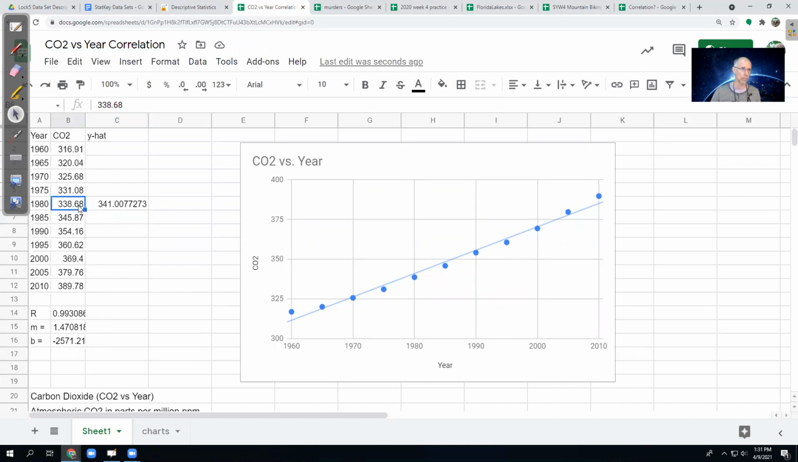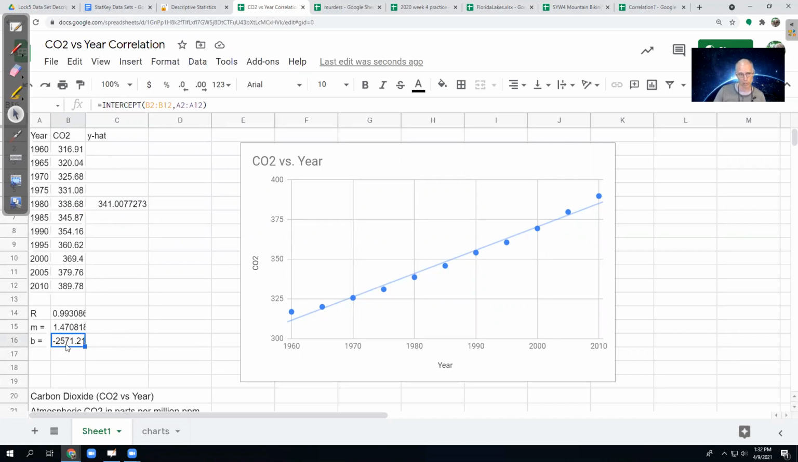The actual number measured was 338.68. Notice they're pretty close together. And you can see here that the line is just a little bit above there. So here's my prediction. That's what y hat does versus the actual data. We'll talk more about predictions and actual data later. But I need that y-intercept.